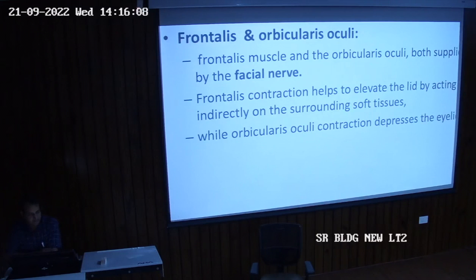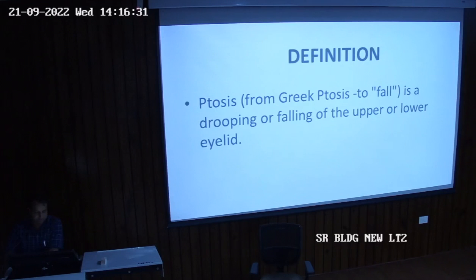Frontalis and orbicularis oculi. Frontalis muscle and the orbicularis are both supplied by the facial nerve. Frontalis contraction helps to elevate the eyelid by acting indirectly on the surrounding soft tissues. Though it is not the primary muscle, it may also help to elevate the lid, while orbicularis oculi causes the closure of the eyelid.